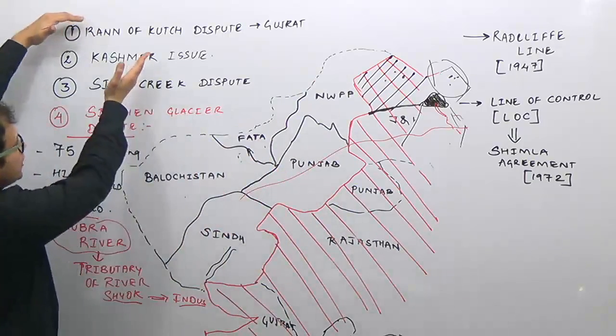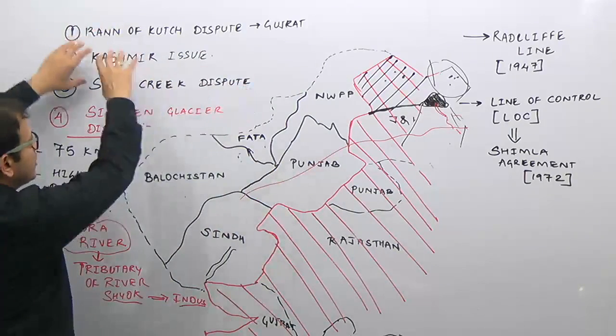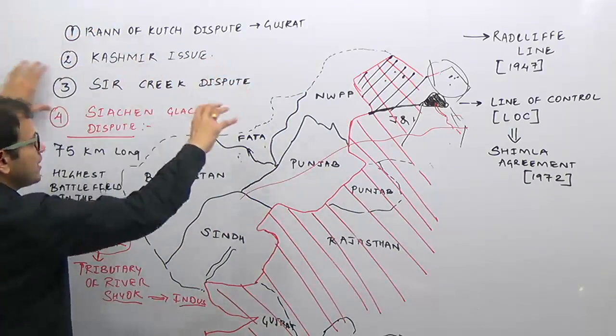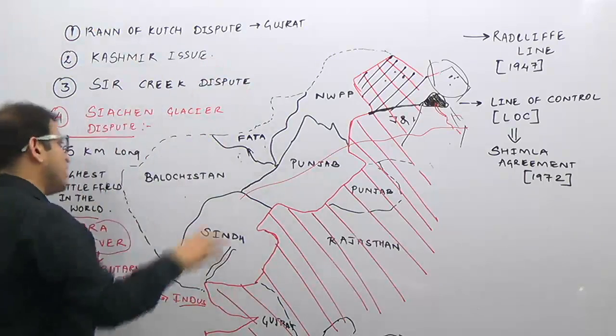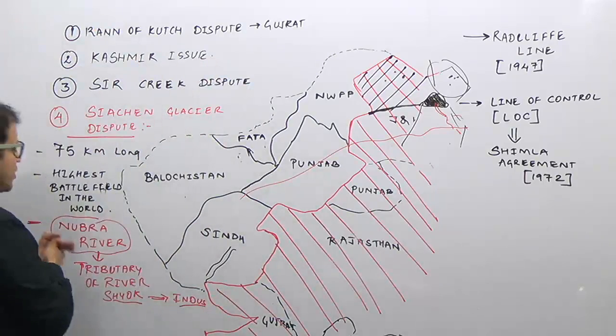Again, the Rann of Kutch dispute was in Gujarat. It has been resolved. The Kashmir issue is unresolved. The Sir Creek issue is about to be resolved, it is on good lines. And the Siachen Glacier dispute is here.